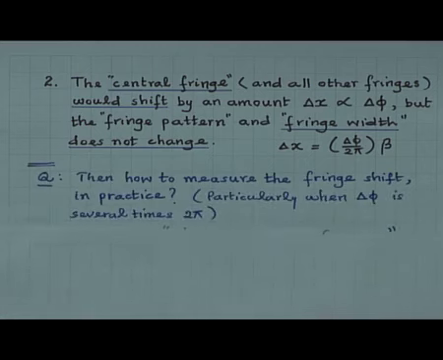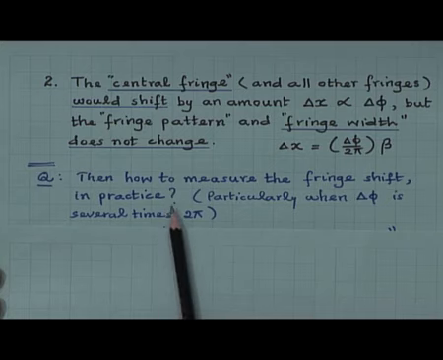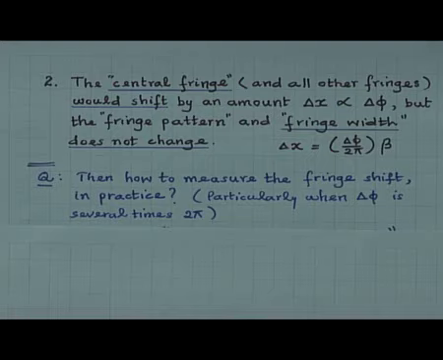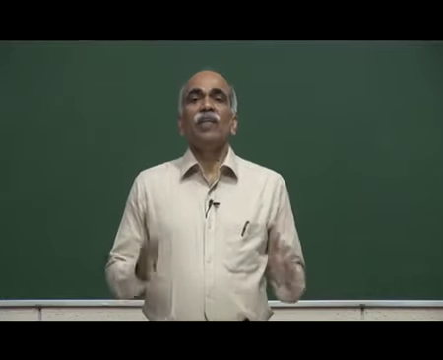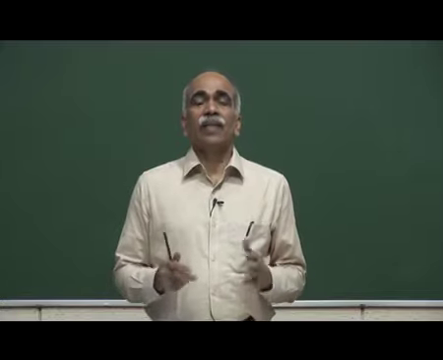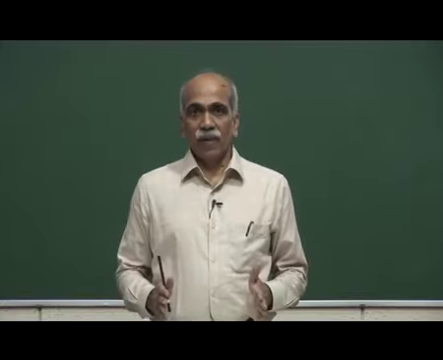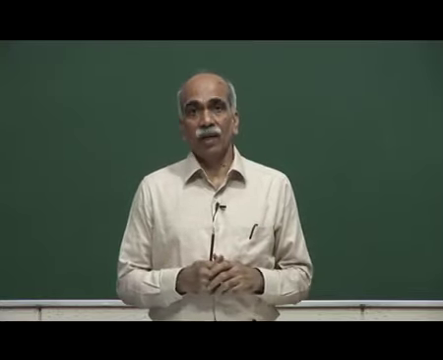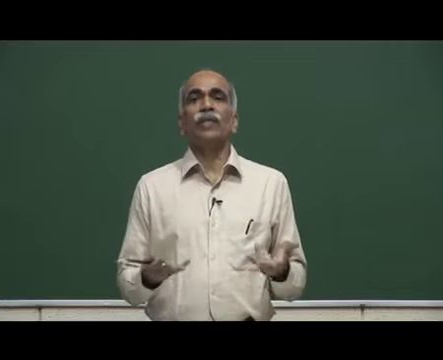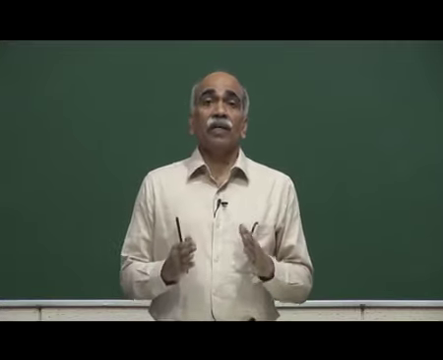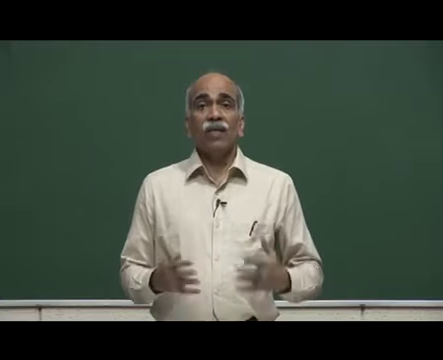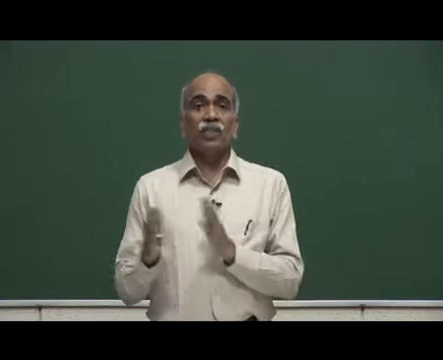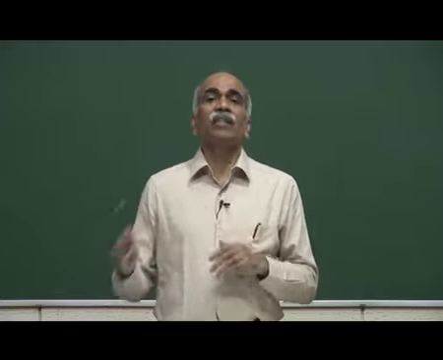Now, therefore, there is a question of how to measure the fringe shift in practice, particularly when delta phi is several times 2 pi. In practice, we see a fringe pattern as I showed earlier, let us say bright and dark linear fringes. The fringes are shifted because of a finite phase difference delta phi, but how to measure the fringe shift, because it looks identical? If the phase shift delta phi is, let us say, 8 pi, then 4 fringes will be shifted. So, we do not know where the central fringe is now.